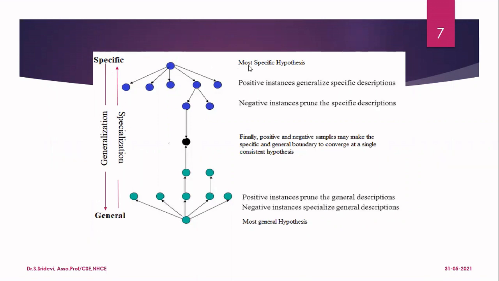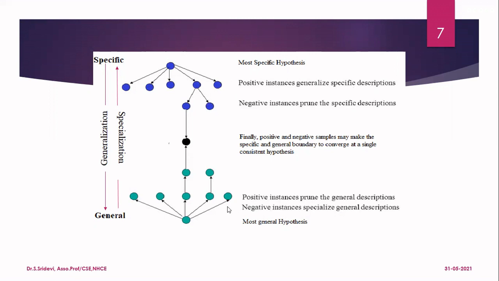In the specific boundary, we have the most specific hypothesis. And in the general boundary, we have the most general hypothesis at the beginning. When we have any positive instance, it is going to generalize the inconsistent hypothesis at the specific boundary. And when we have any negative instance, it is going to prune the inconsistent hypothesis at the specific boundary. With respect to the general boundary, when we have any positive instance that is inconsistent with the hypothesis, we are going to prune that. And when we have any negative instance that is inconsistent with the hypothesis, then we are going to specialize the general descriptions.